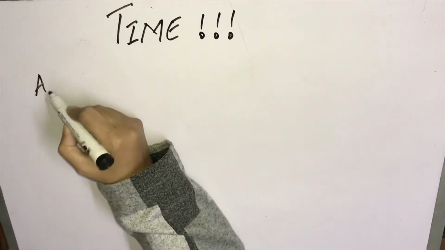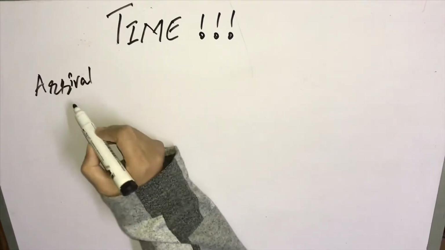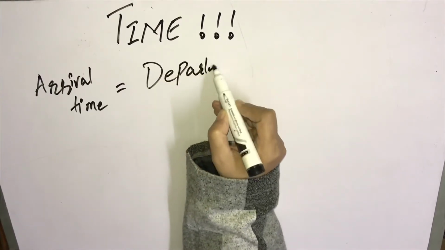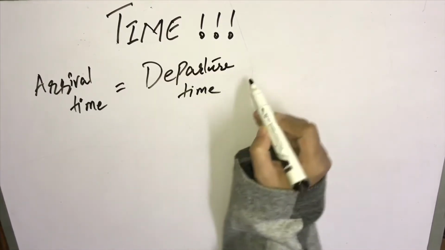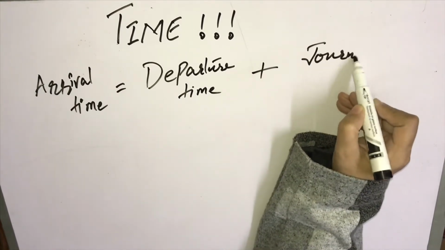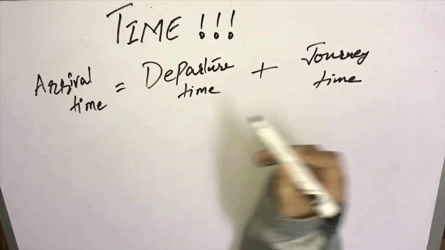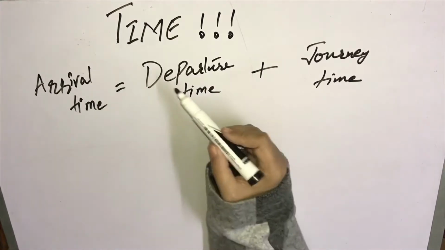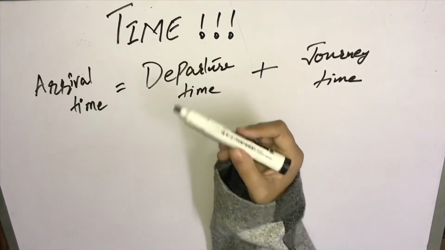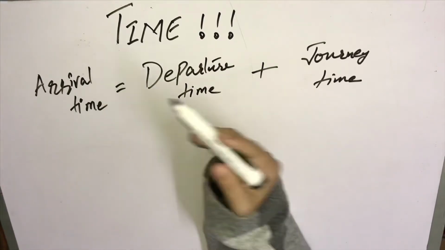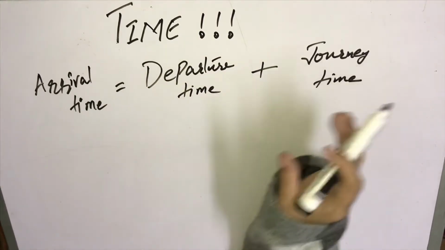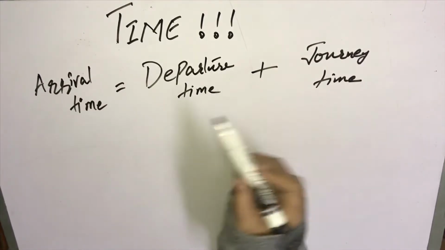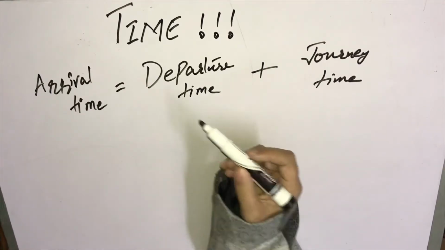There is one formula which is always used to add and subtract time: arrival time is equal to departure time plus journey time. It's very simple. If someone is going somewhere, he will first depart, first leave his place, then he will have some journey time, and then he will arrive at his destination. We shall take all 3 times in 24-hour clock or in 4 digits digital clock.